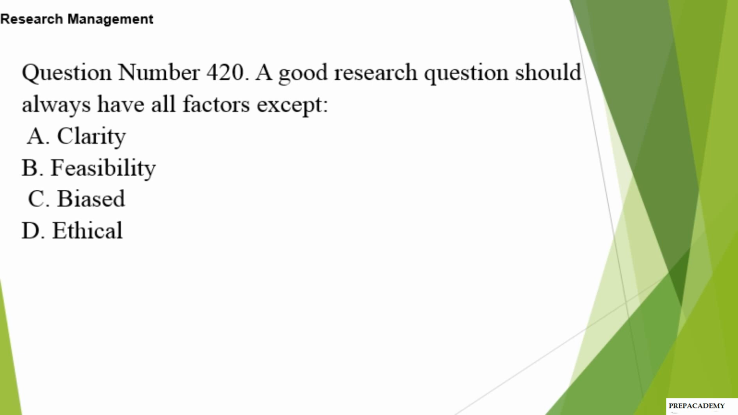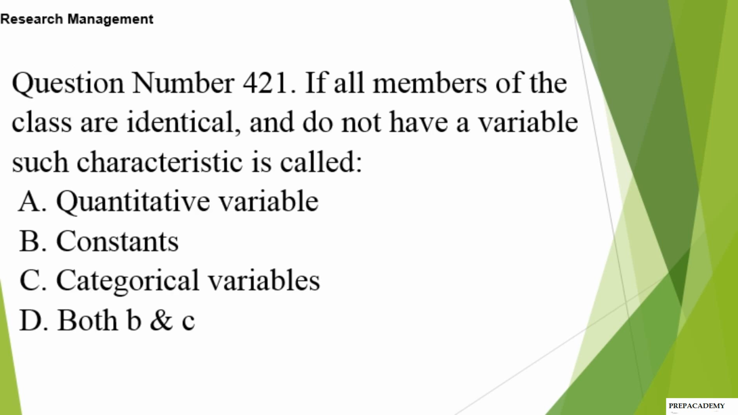This portion is about research management. Question number 421. If all members of the class are identical, and do not have a variable, such characteristic is called A. Quantitative variable. B. Constants. C. Categorical variables. D. Both B and C. The correct answer is option B.